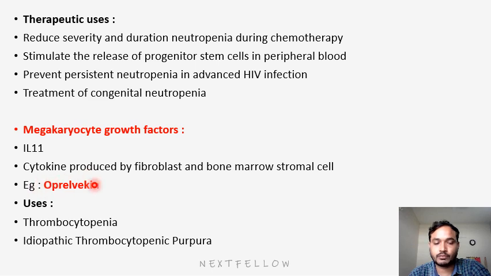This is also an MCQ. They can ask which cytokine will be helpful in bone marrow synthesis, and they will give options like IL1, IL2, IL11, IL4. The answer is IL11, and the analog of IL11 is oprelvekin. These are the therapeutic uses: this will enhance megakaryocytes, so obviously we will use it in thrombocytopenia and idiopathic thrombocytopenic purpura.